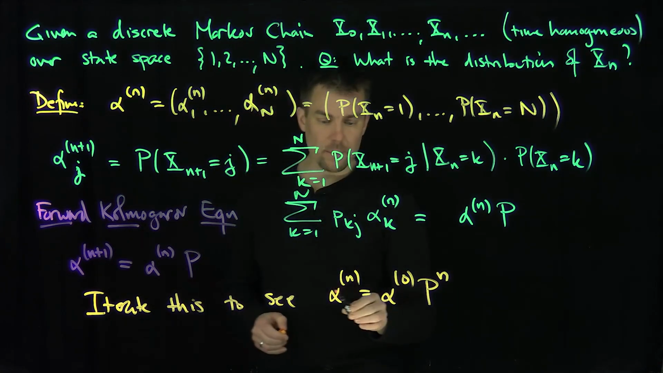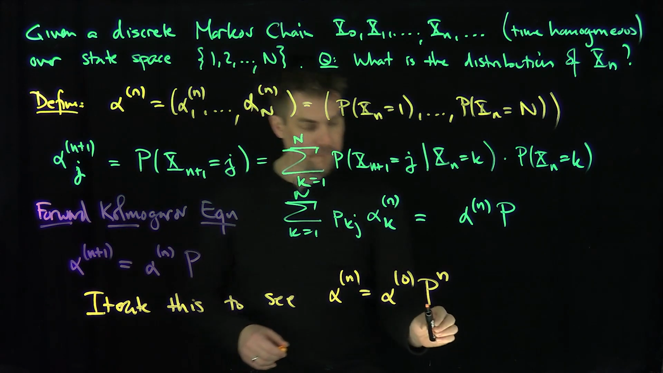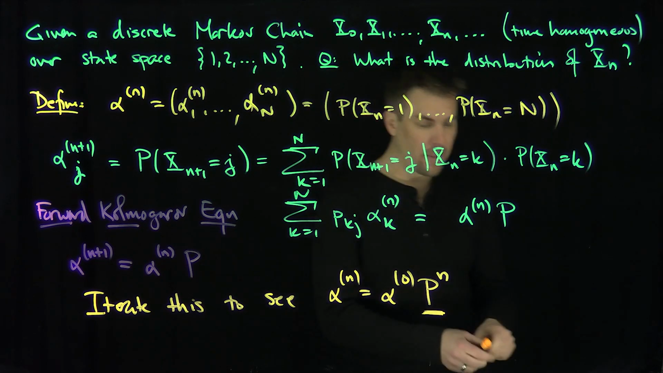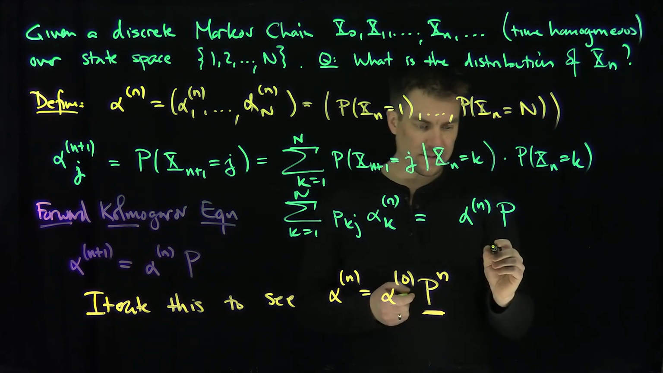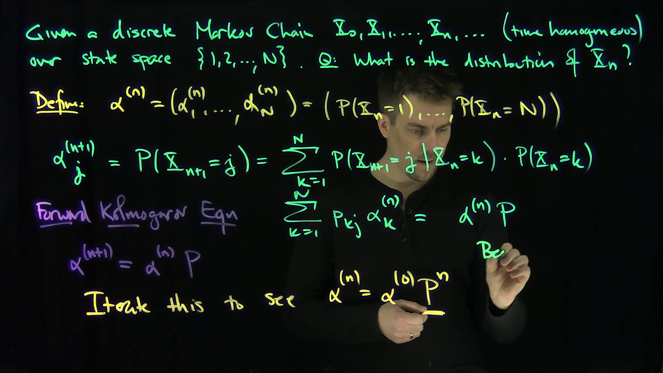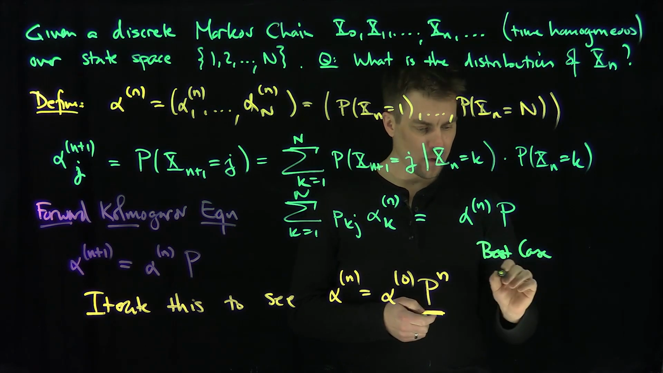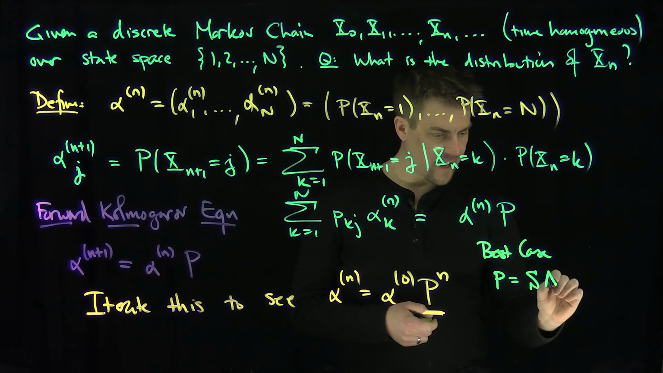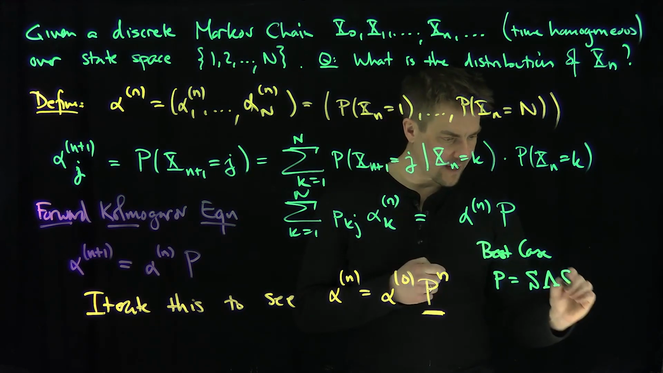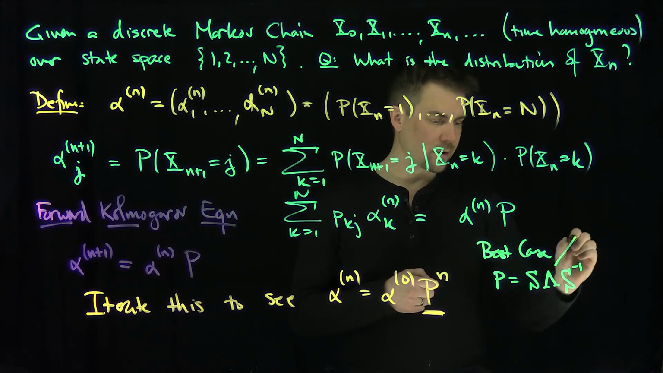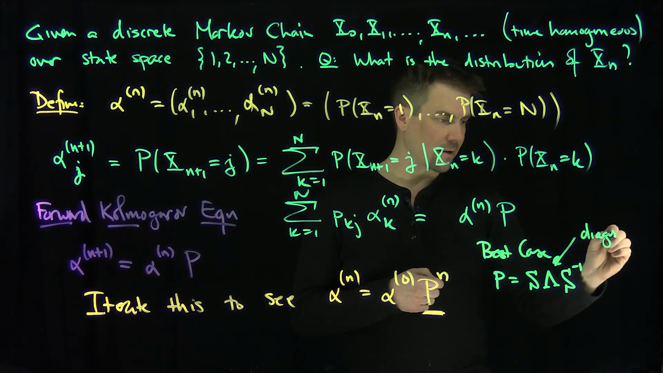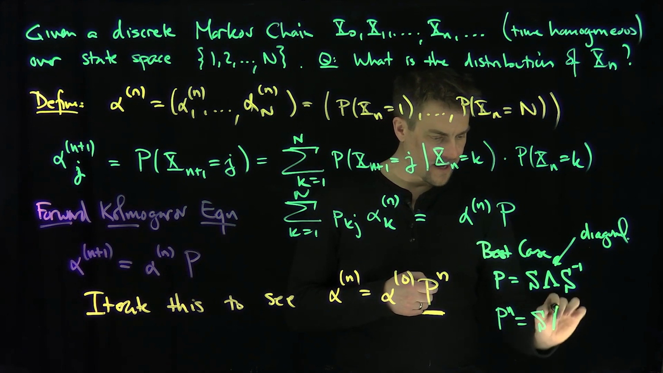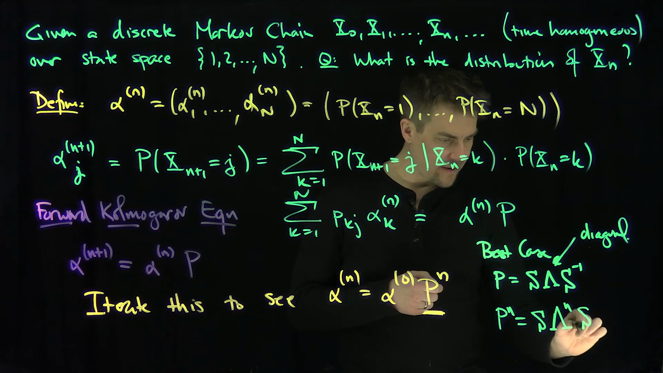And so now the question becomes, if I want to find the distribution of xn, I have to figure out how to compute the nth power of this matrix, P to the power n. In the best case scenario, and we'll discuss this in future videos, is when P is diagonalizable, when P is equal to S times a diagonal matrix lambda times S inverse. Then P to the power n is just going to be S lambda to the power n and then S inverse.